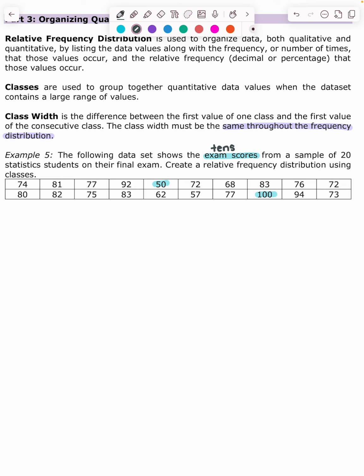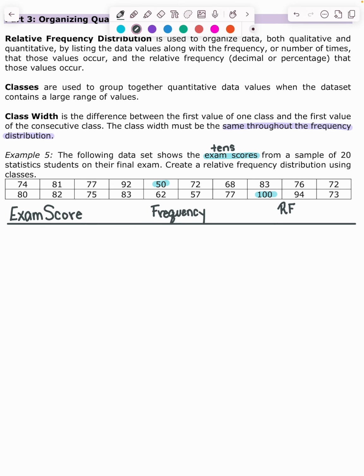So just like we started before, I'm going to create my 3 columns. So I have exam score, I have frequency, and I have relative frequency, which I am going to shorthand to RF. And I'm going to make my table, and I'll do some of the other pesky little things that I like to do in my tables as I'm making it.